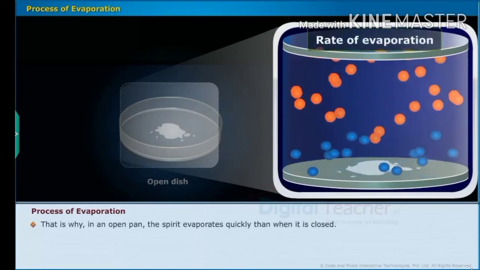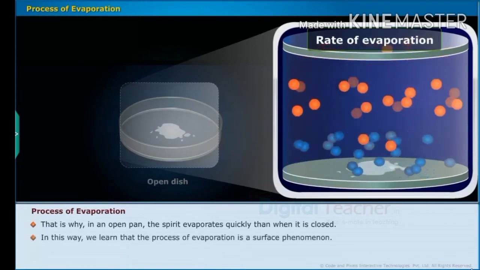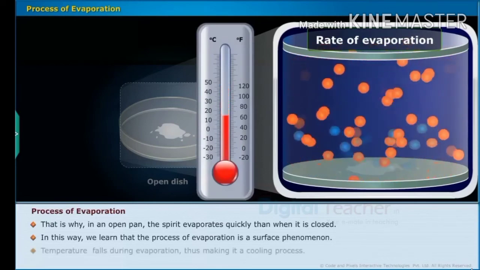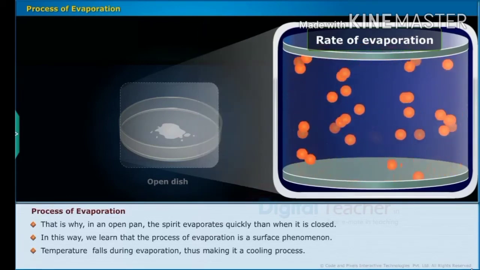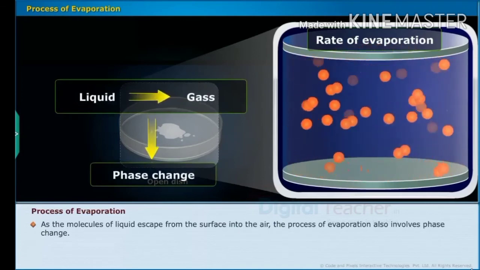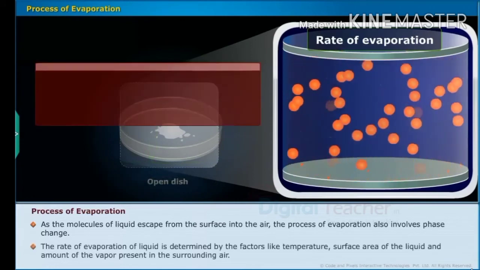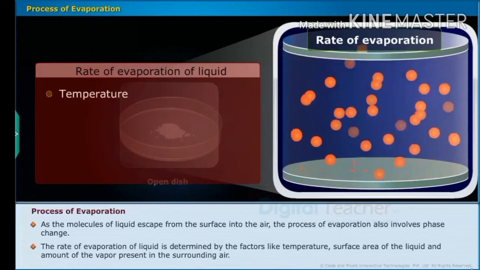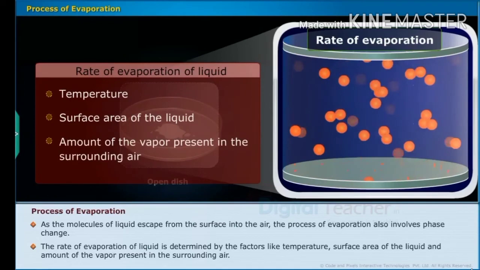That is why in an open pan the spirit evaporates quicker than when it is closed. In this way, we learn that the process of evaporation is a surface phenomenon. Temperature falls during evaporation, thus making it a cooling process. As the molecules of liquid escape from the surface into the air, the process of evaporation also involves phase change. The rate of evaporation of a liquid is determined by factors like temperature, surface area of the liquid, and amount of vapor present in the surrounding air.